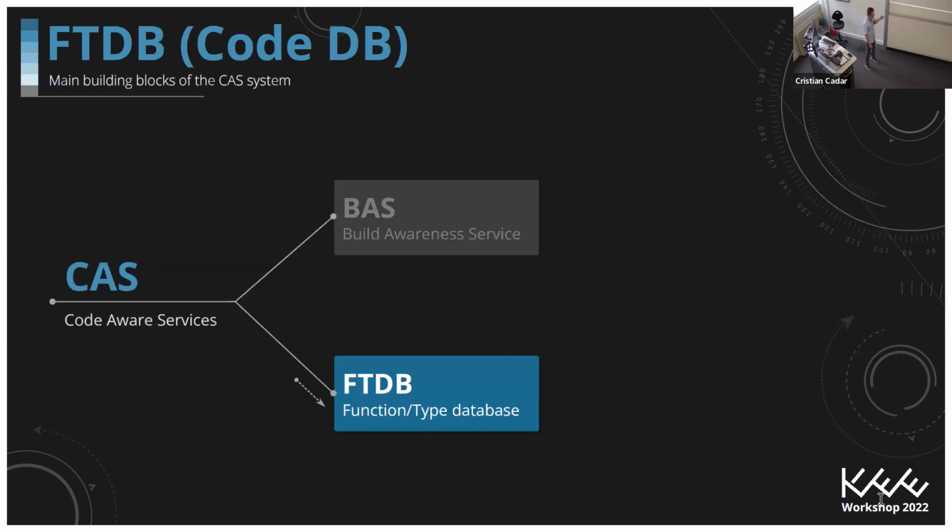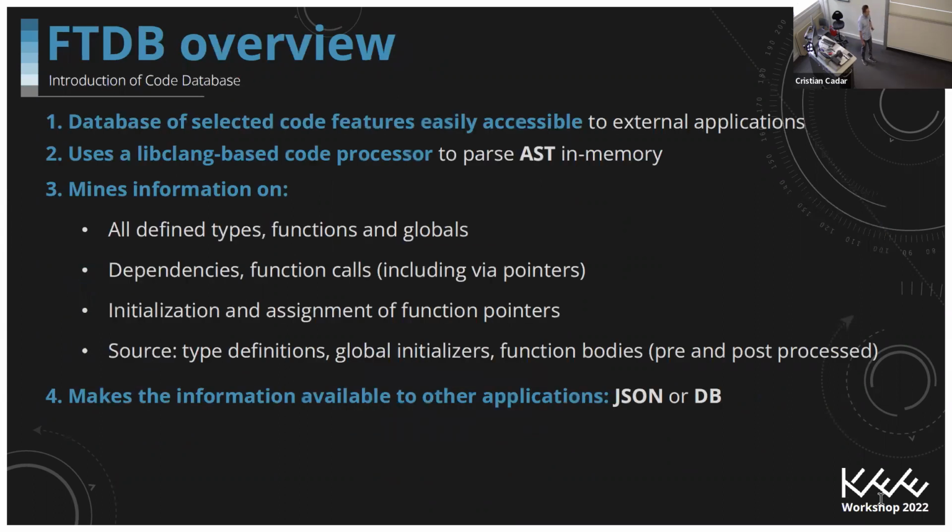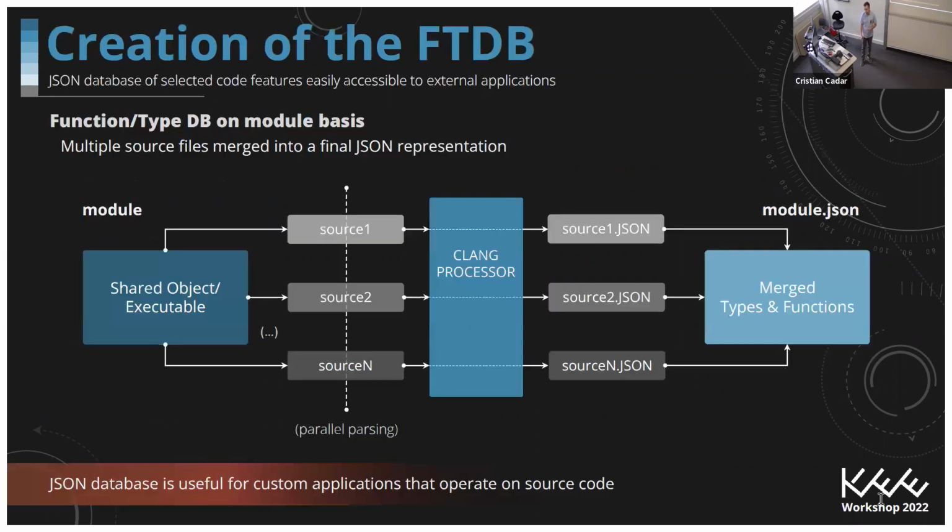The second part of CAS is FTDB, or CodeDB. The idea here is that you use a code processor, which is built on top of libclang, to extract certain features from the source code. For example, types, functions, and globals, dependencies, function calls, initialization and assignment of function pointers, and the source code itself, the selected parts of source code, like type definitions, global initializers, function bodies. And this information, again, is made available to external applications.